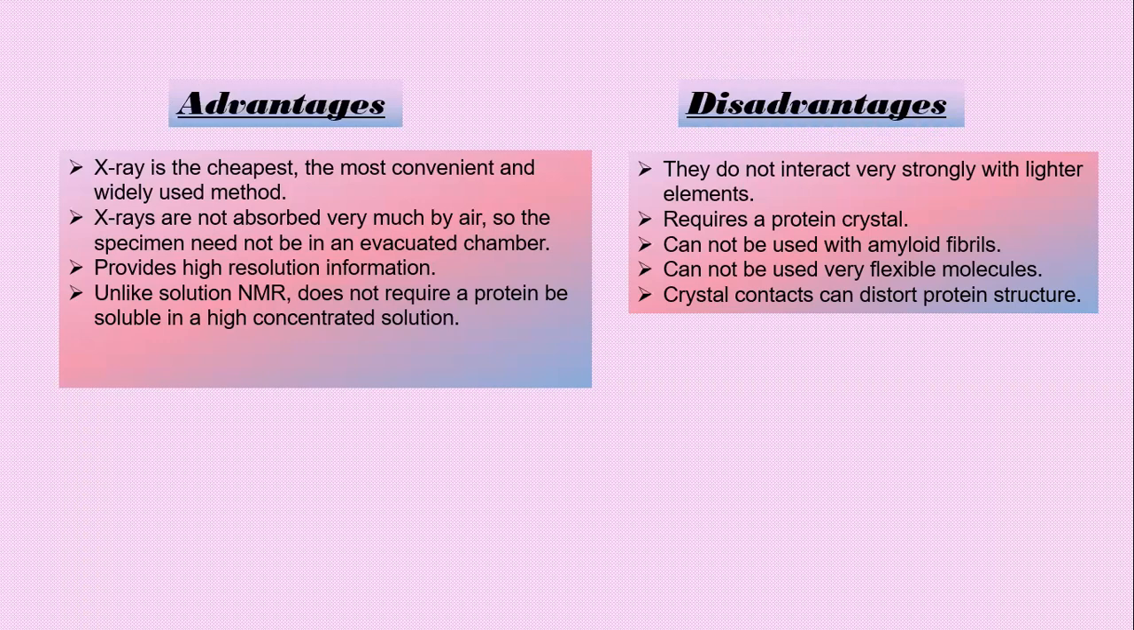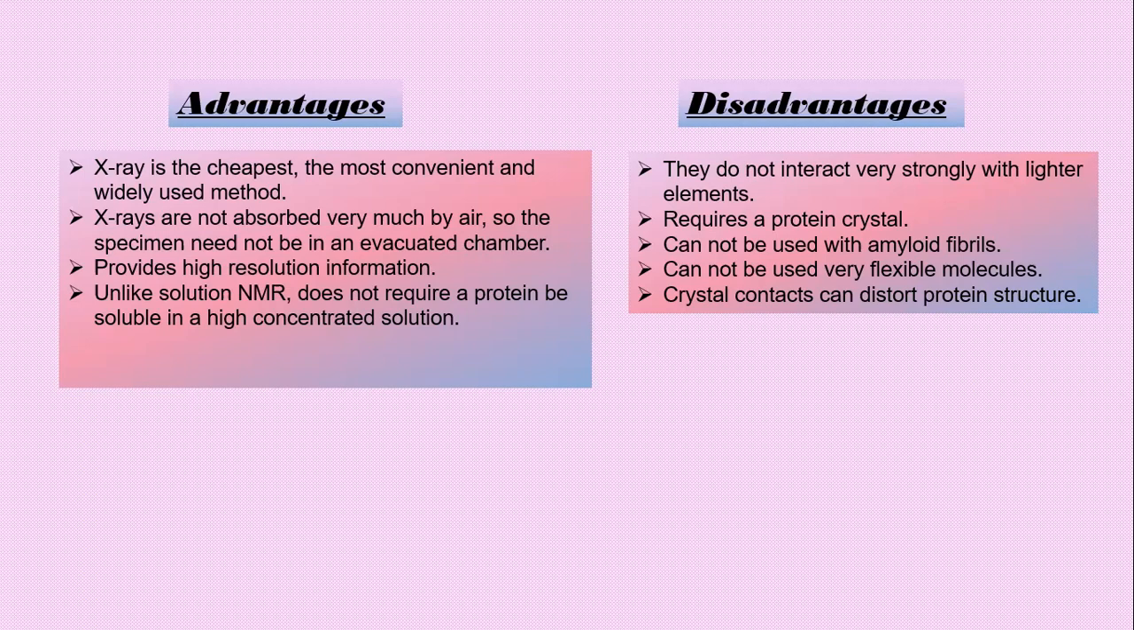And next is advantages and disadvantages of X-ray crystallography. Firstly, advantages. X-ray is the cheapest, the most convenient and widely used method. X-rays are not absorbed very much by air, so the specimen need not be in an evacuated chamber. And third advantage, it provides high resolution information. And last one, unlike solution NMR, it does not require a protein be soluble in a highly concentrated solution.